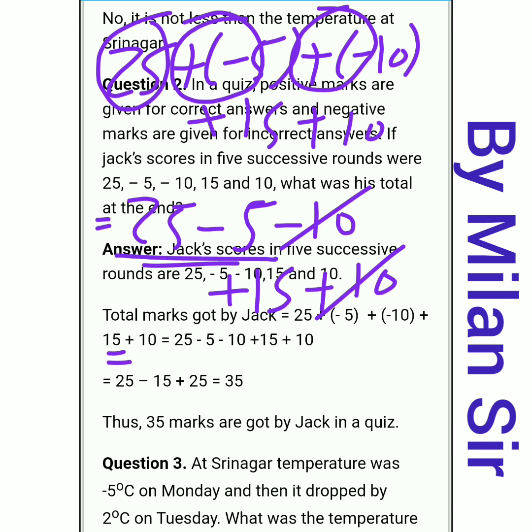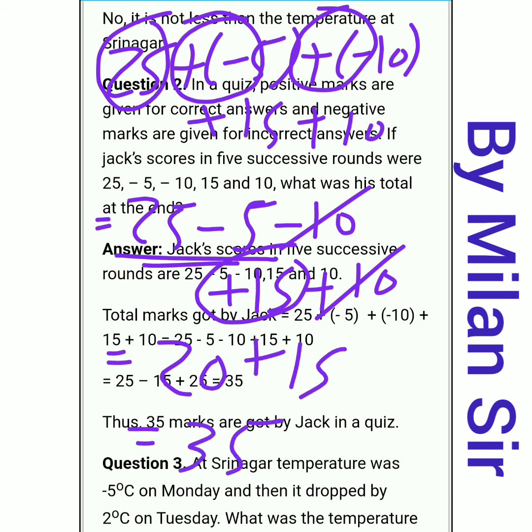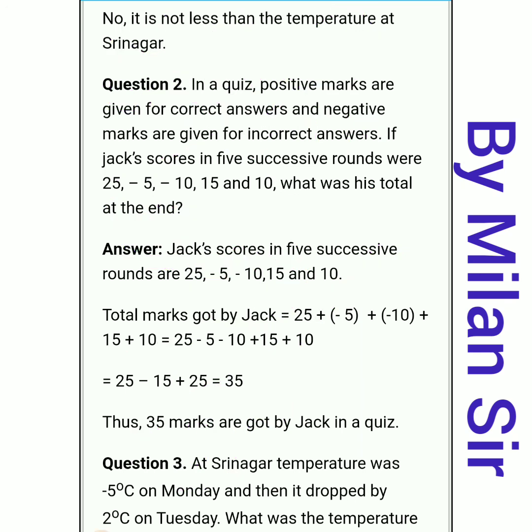25 minus 5 is 20, right? Plus 15. So 20 plus 15 is 35. So this is our final answer. The total score of Jack at the end is 35. For the total we add these numbers: plus minus is minus 5, plus minus is minus 10, minus 10 plus 10 cancel, then 25 minus 5 is 20, plus 15 is 35.